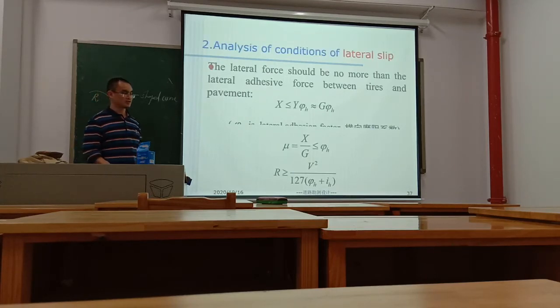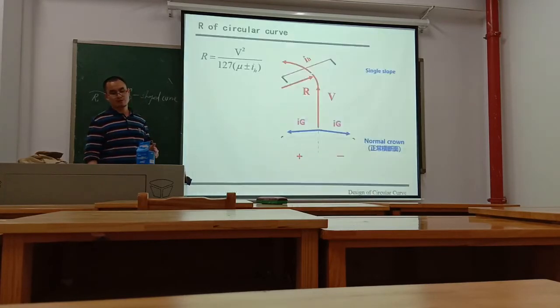The emphasis is slip and overturn. The stability includes slip and overturn. What is the condition we can get?